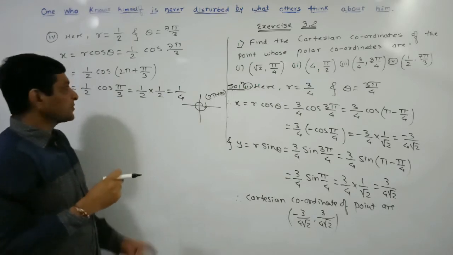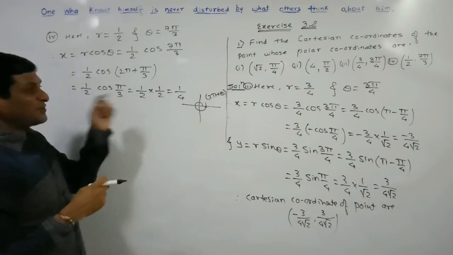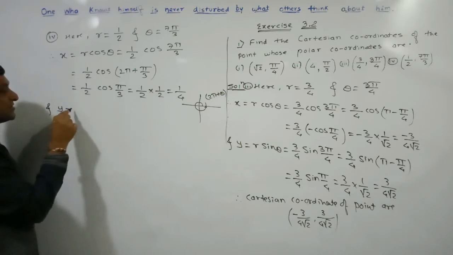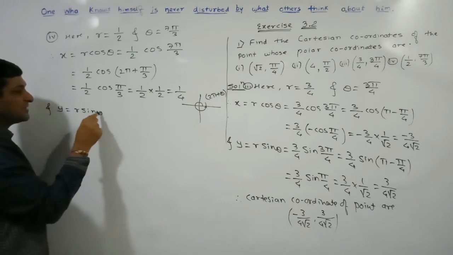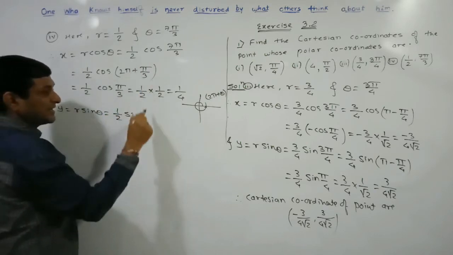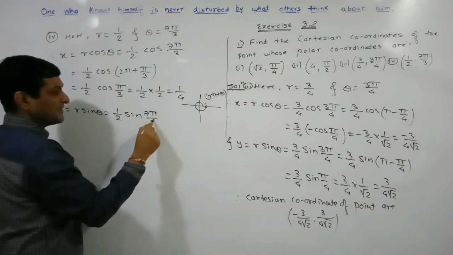In this way we have got the value of what? X coordinate. Now we are trying to find out value of y coordinate. So y is equal to r sin theta. So r is how much here? 1 by 2 into sin theta. Again substitute this value of theta is 7 pi by 3.